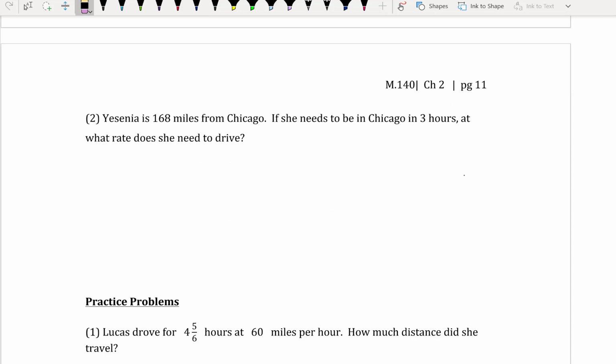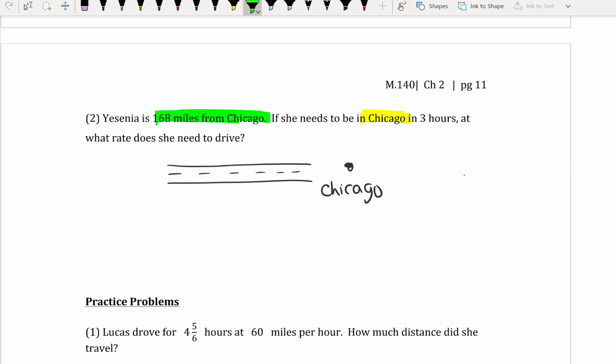So number 2 reads, Yesenia is 168 miles from Chicago. She needs to be in Chicago in 3 hours. At what rate does she need to drive? So since it says that she needs to be in Chicago, that is where you're driving to. So you want to get to Chicago. And she is a total of 168 miles from Chicago.